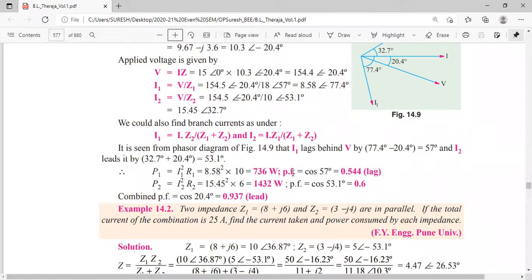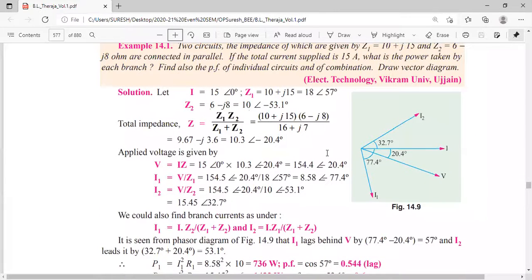Come to the power factor. PF1 is 0.544 lagging. Power factor 2 is 0.6 leading. They have not written leading, so write it down as leading here. And cos phi is cos 20.4, which is 0.94 we got. Okay, this is the problem.